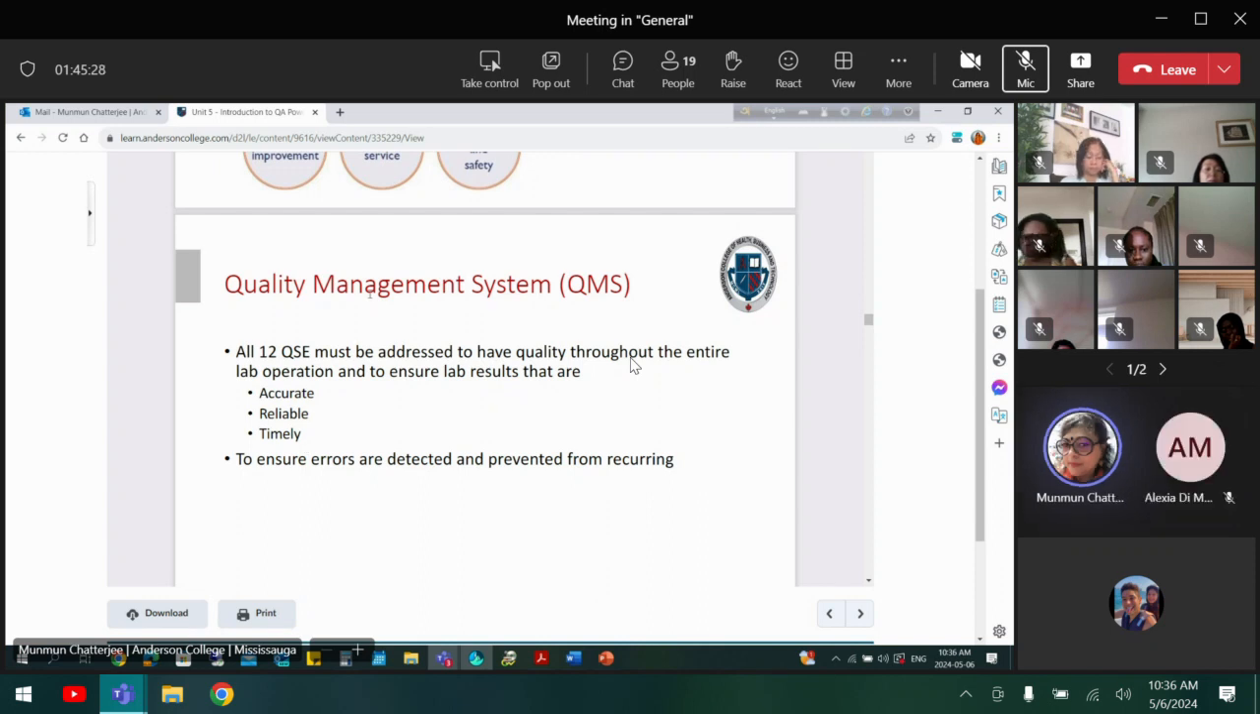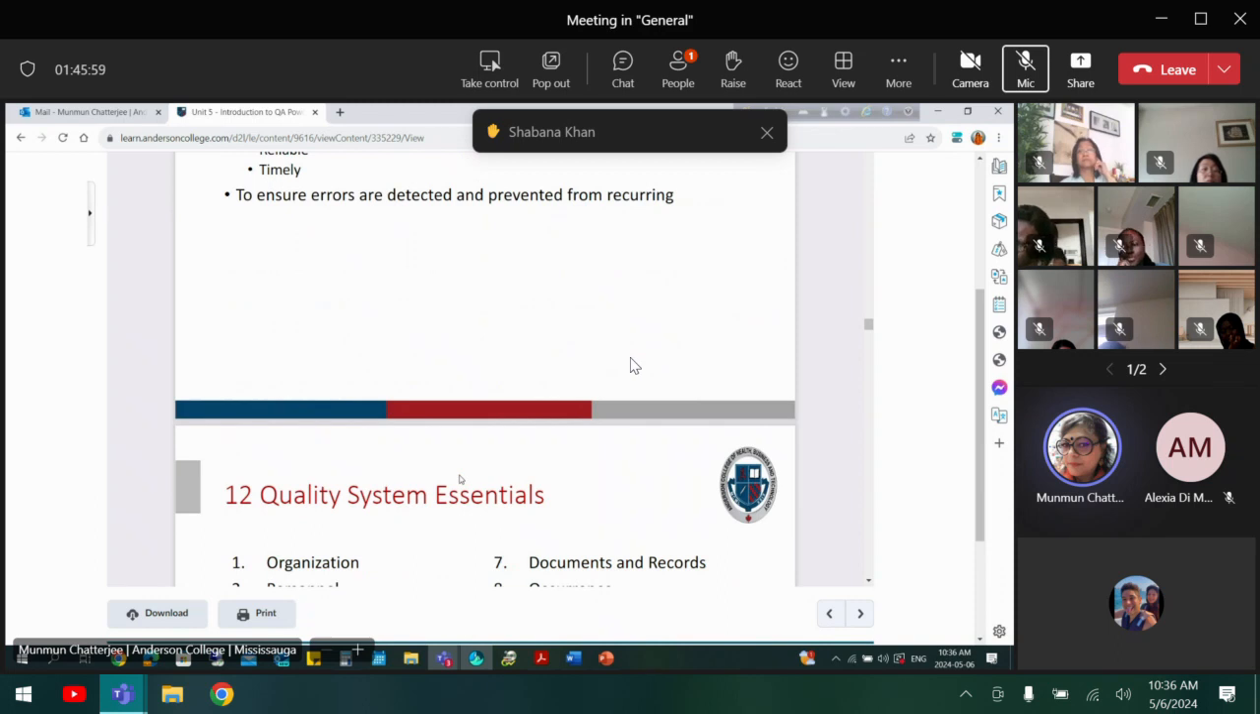So the quality management system has to give you all the facilities and has to be updated, so that you can give an accurate result, a reliable result, and a timely result. You need the instrument, you have the quality things, you have professionals who take the responsibility for doing that. Everybody has to maintain the quality to ensure errors are detected and prevented from reoccurring, so that it doesn't happen.